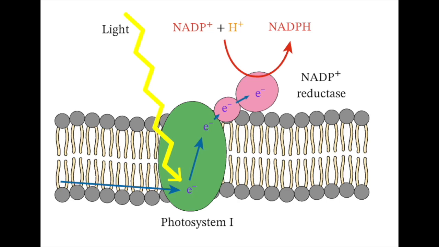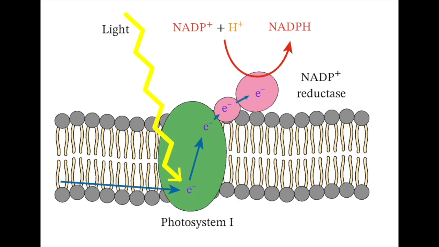Okay, but what happens when the formerly high energy electron gets to photosystem 1? Well, as you might have imagined, it's passed on to a series of chlorophyll molecules which exist inside a reaction center and therefore is able to be excited again by the absorption of an additional photon.